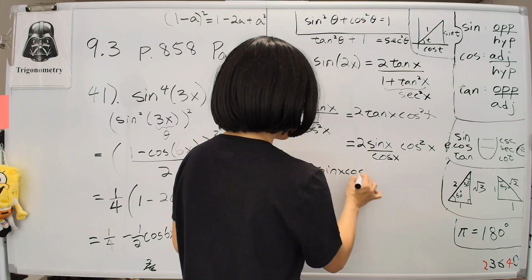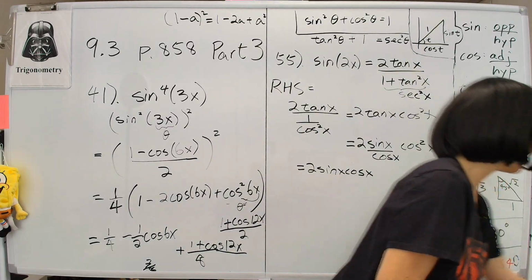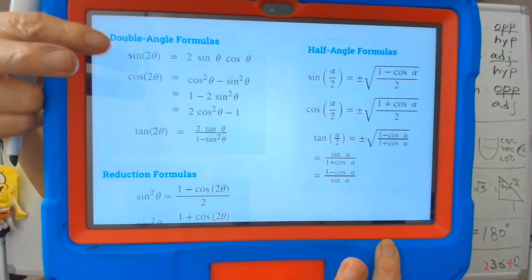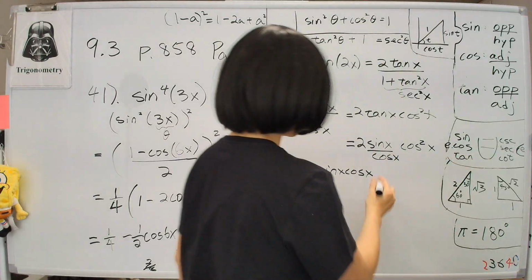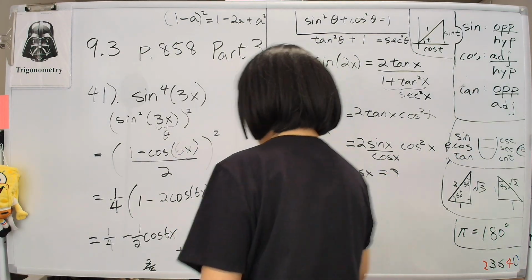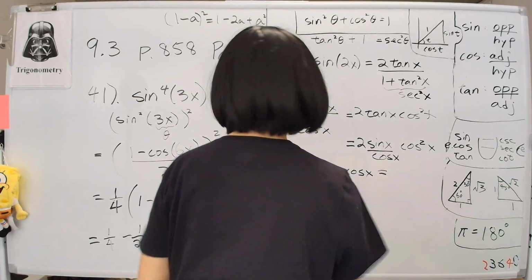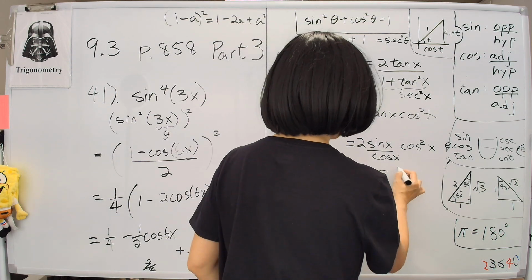And what is 2 sine x cosine x? This is the double angle formula. 2 sine x cosine x is the same as sine 2x. So we can write that out. This equals sine 2x, which is exactly what's on this side. So we are done. It equals the left hand side.